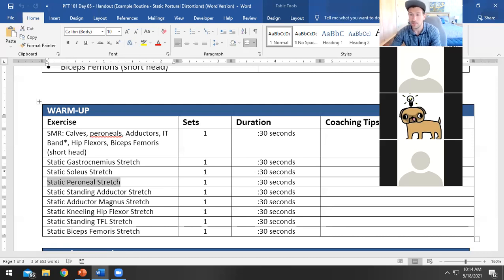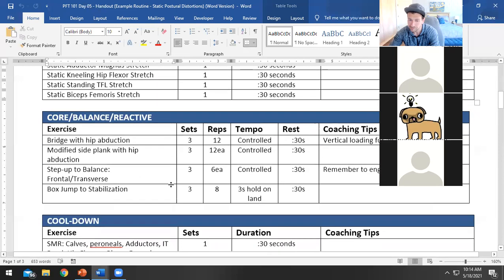For the record, I know I'm moving pretty quick through these guys. We're going to teach you these in person a lot better. So those are all the stretches.